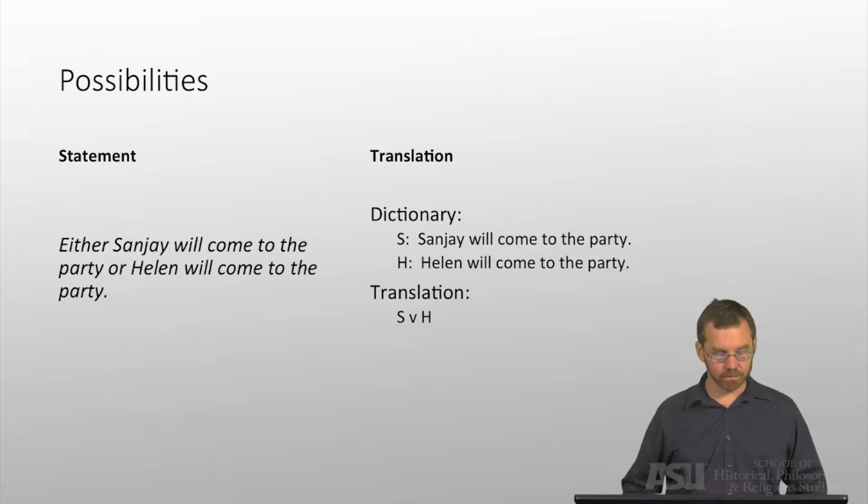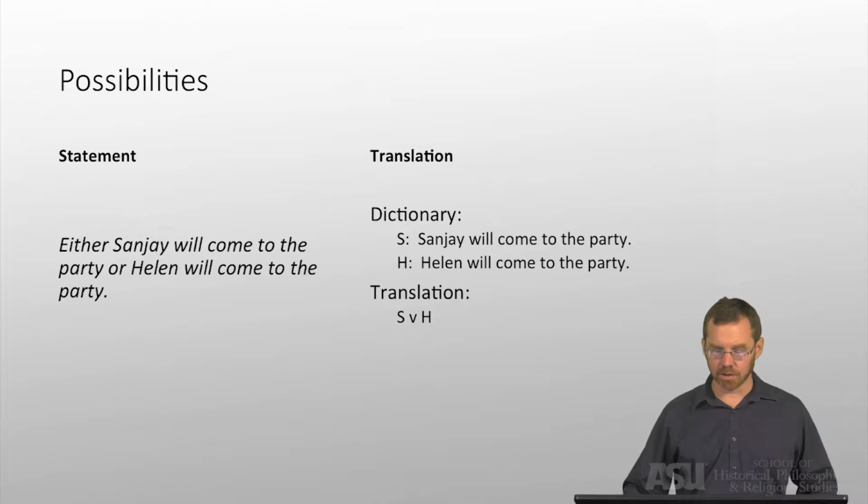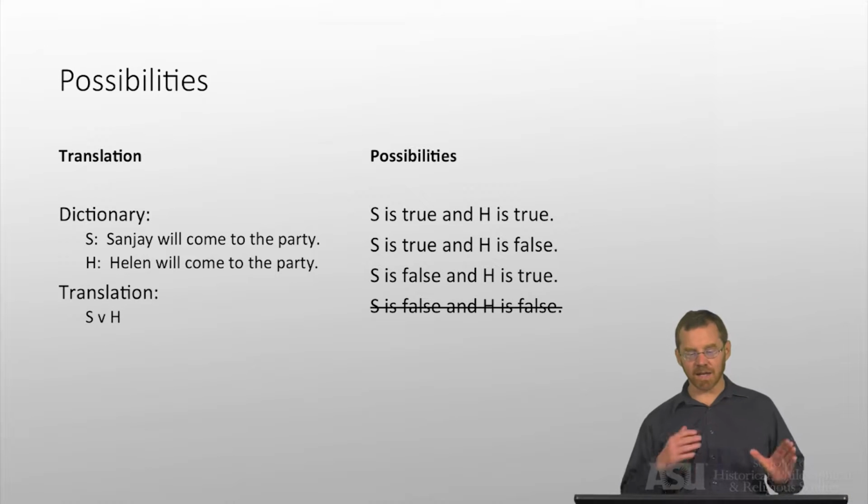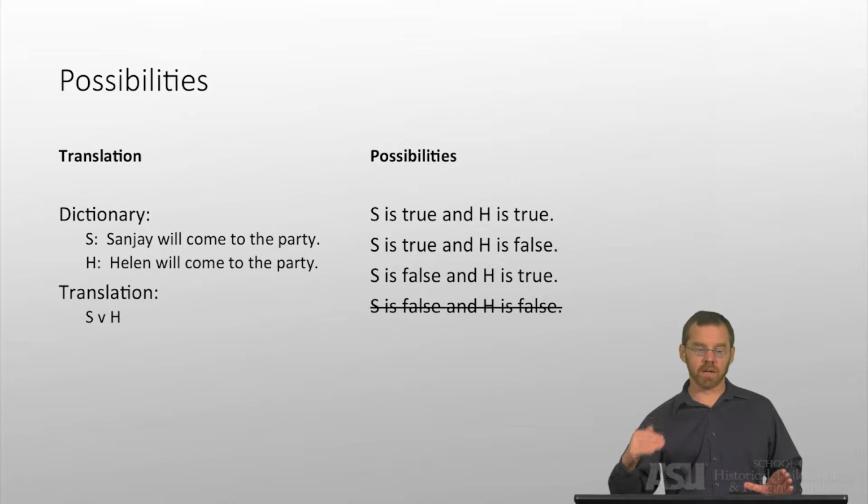Let's look at another. Either Sanjay will come to the party or Helen will come to the party. Dictionary: S, Sanjay will come to the party; H, Helen will come to the party. Translation: S wedge H. Again, it's eliminating the possibility that S is false and H is false and leaving open all the other possibilities. That's what the wedge does.